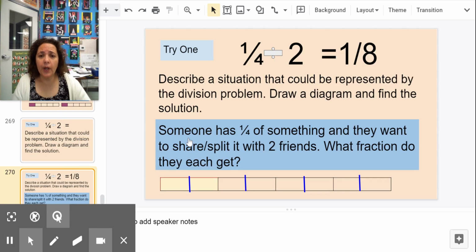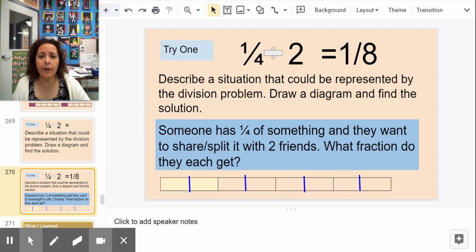Okay, so this is what I got. Someone has 1/4 of something. So 1/4 is what you have. And they want to share it, split it with 2 people. What fraction do they each get? So as long as you have 1/4, because that's how much you have, and that you want to share or split it with 2 equally, then here's my diagram.